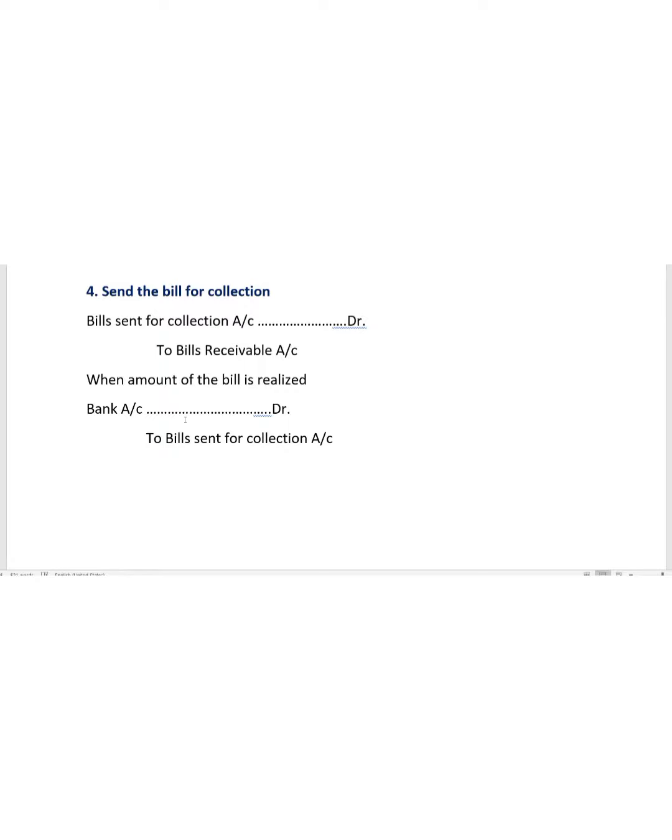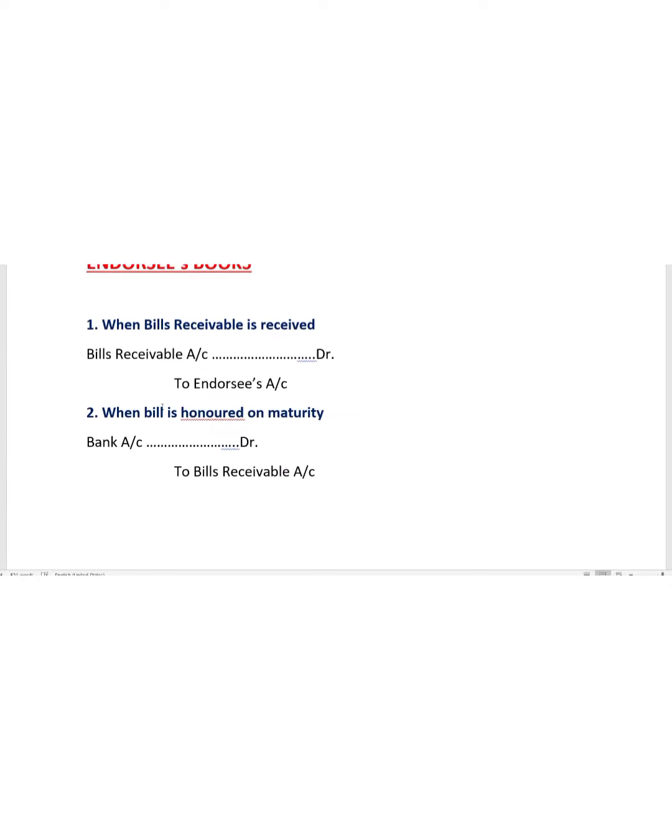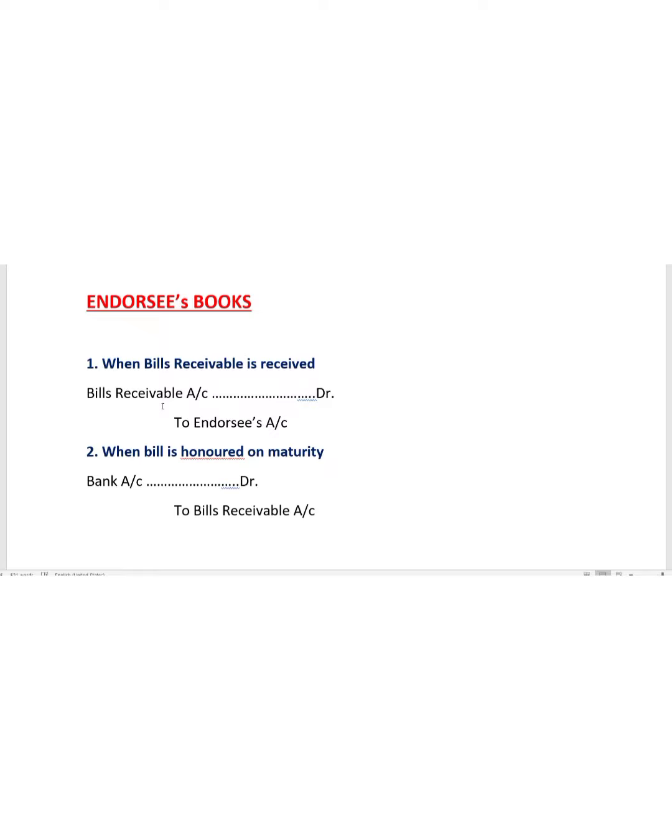The second entry will pass on the due date, when your bank is realizing the amount, when the bank is getting the due amount on the due date. In that case, what entry will pass? Bank account debit. You are receiving the money in the bank, so bank account debit to bill sent for collection account. Clear?